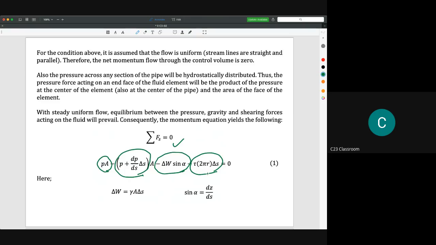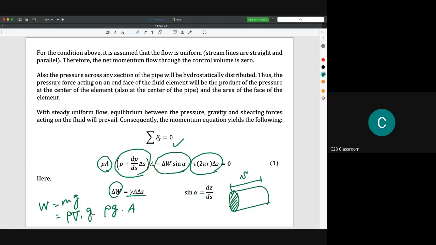And then we know that the weight can be written as gamma A delta S. So gamma is rho g, and A is the cross-sectional area, because we have a cylinder like that, and delta S is the length. A times delta S will give you a volume. So we know that weight is equal to mg, and m is rho times volume, so weight is rho times volume times g. We could rearrange the terms for weight as gamma, A, and delta S.